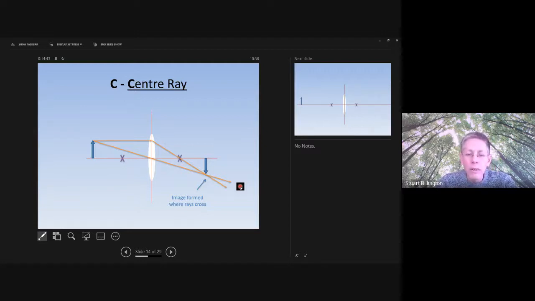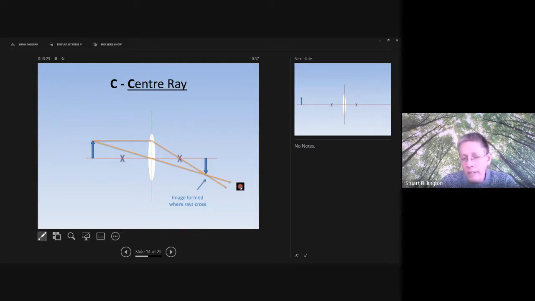The arrow is inverted. It's upside down. It's pointing downwards instead of upwards. So I need you to write the word inverted on your diagram. And you can see with your eye that it is diminished. It's smaller than it used to be. So you need to write real, inverted, diminished.